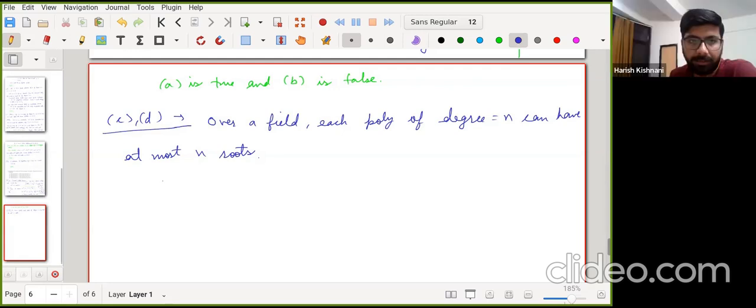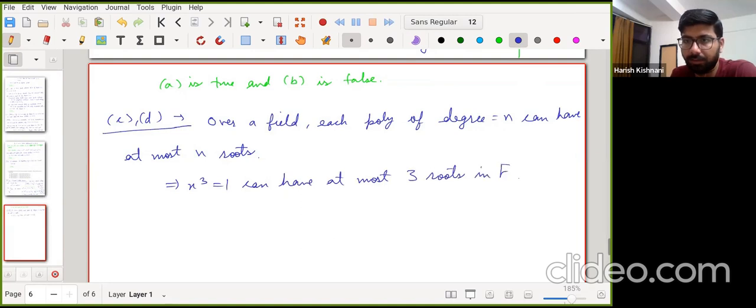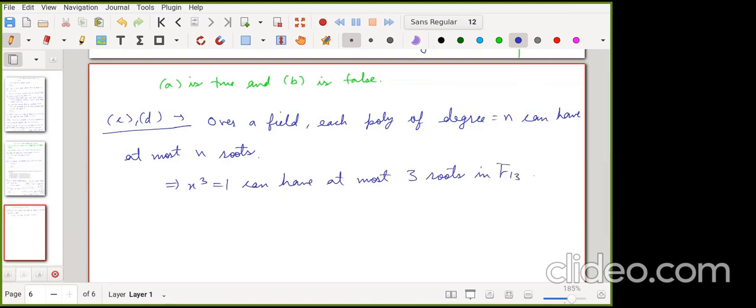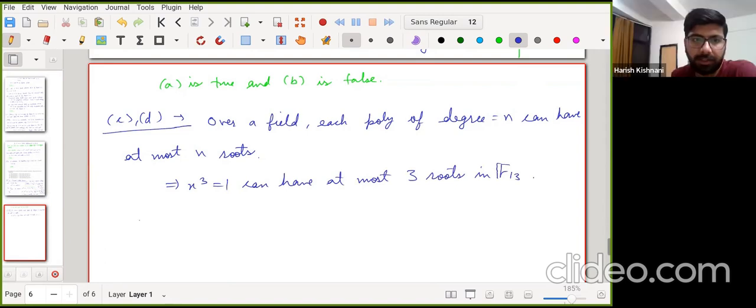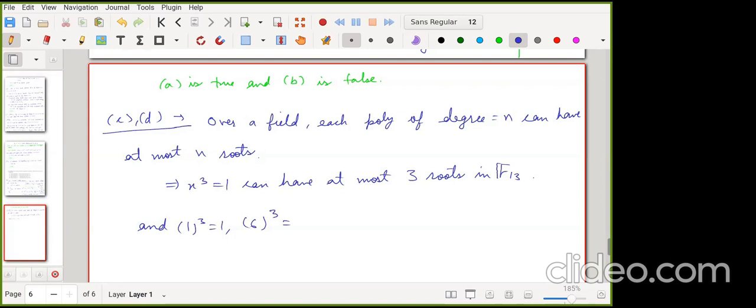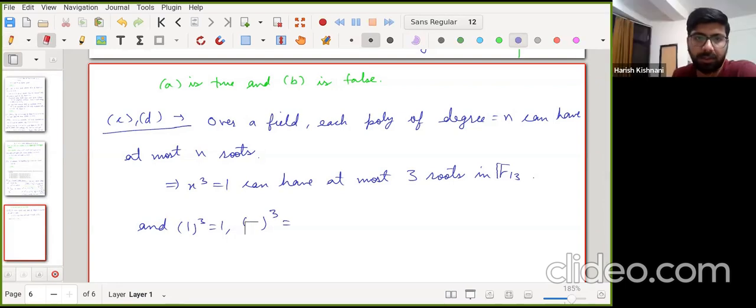So this clearly implies that x^3 = 1 can have at most 3 roots in F13. Muthu has already said that 1 cubed is equal to 1. What about 6? 6 cubed, that is equal to 3 cubed and 9 cubed. 3 cubed, 3 cubed. Yes, thank you.